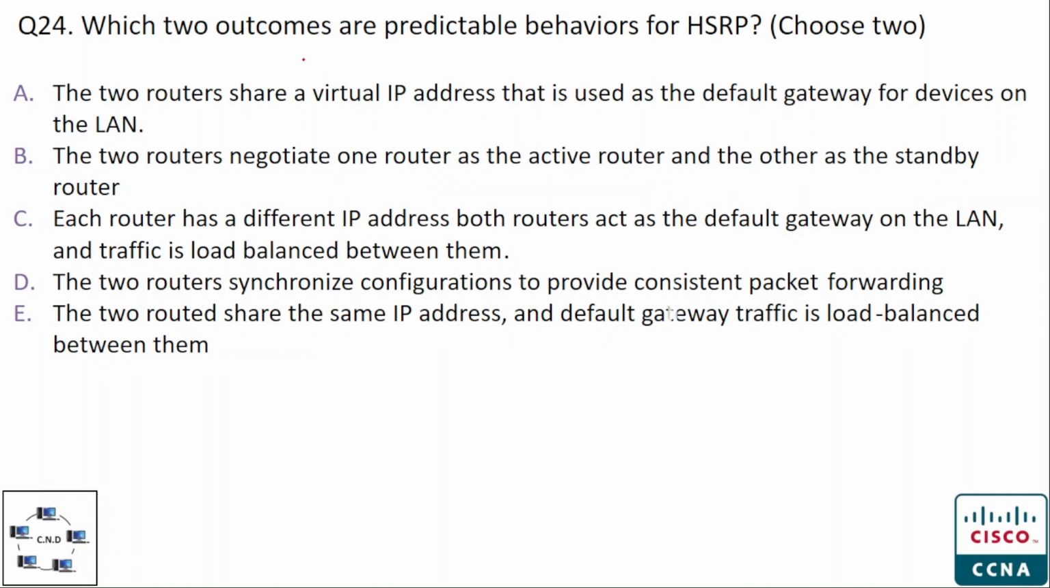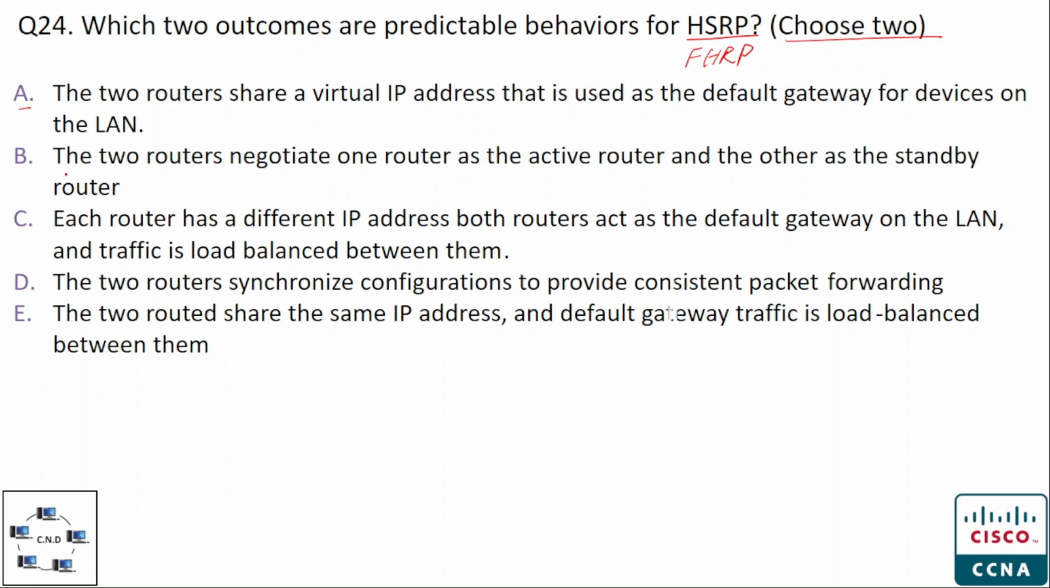Question number 24. Which two outcomes are predictable behavior of HSRP? Choose two options. Option A, the two routers share a virtual IP address. So this is similar to FHRP, first hop redundancy protocol. Further, it will be explained in the explanation. Option A, the two routers share a virtual IP address that is used as a default gateway for devices on the LAN.